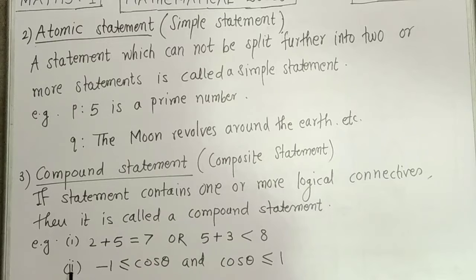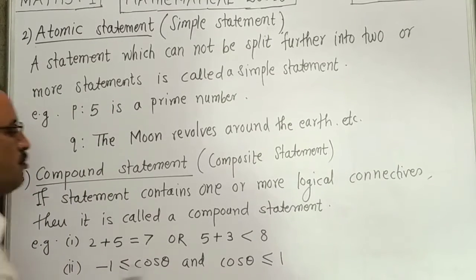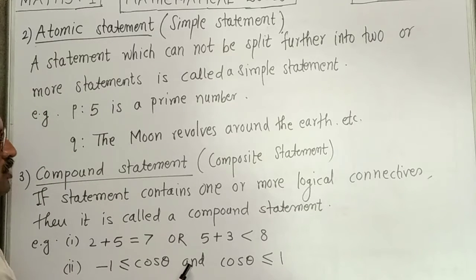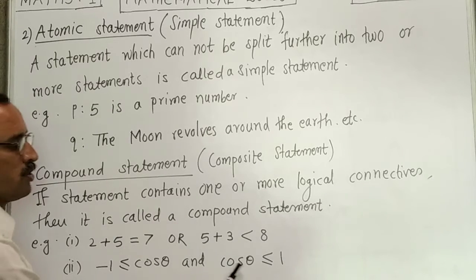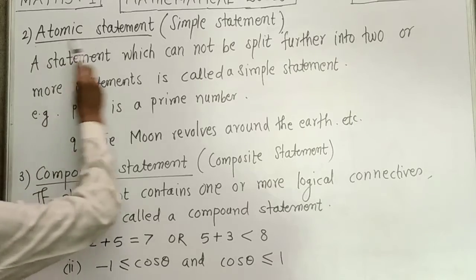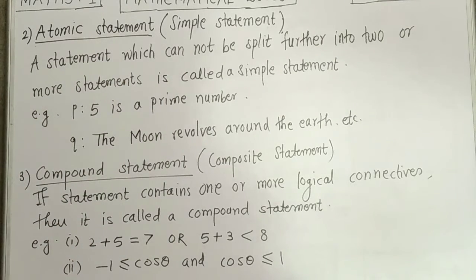We consider second example. First simple statement is minus 1 less than or equal to cos theta. Second one is cos theta less than or equal to 1. If we combine these simple statements by using logical connective and, then we get the statement minus 1 less than or equal to cos theta and cos theta less than or equal to 1. So in this way we studied two types of statements. One is simple statement, second is compound statement.